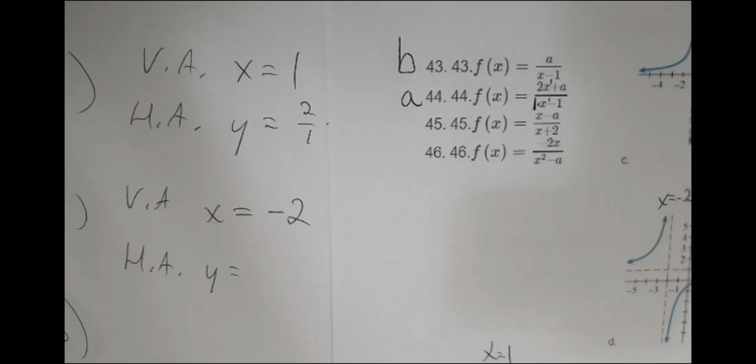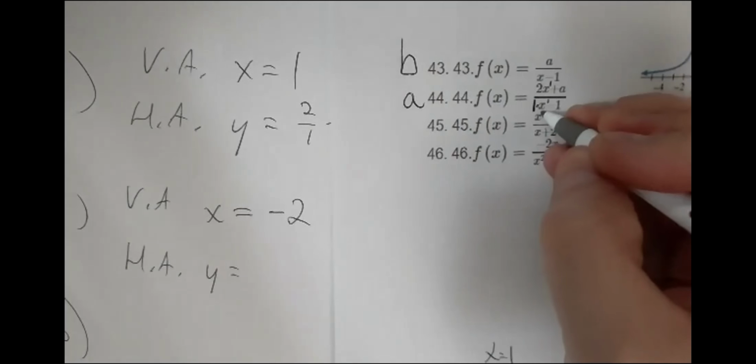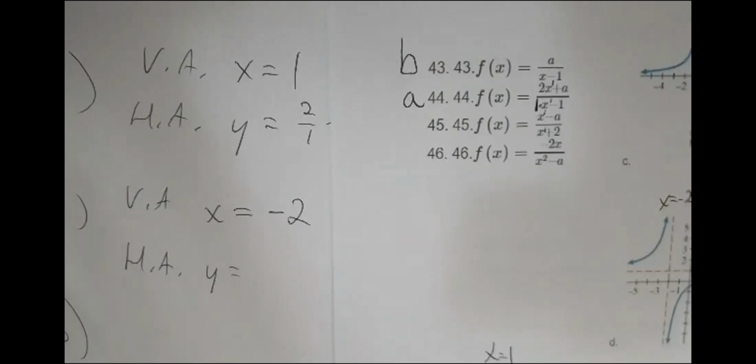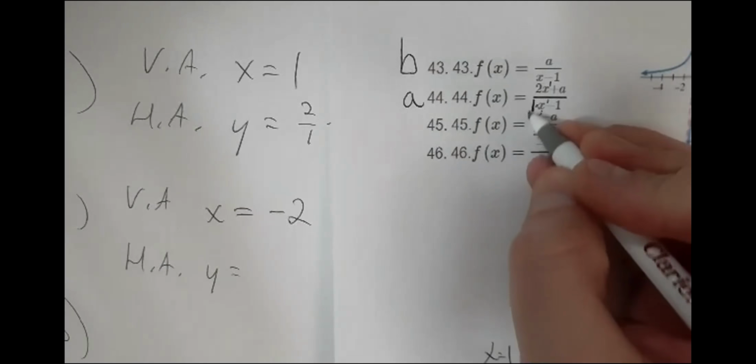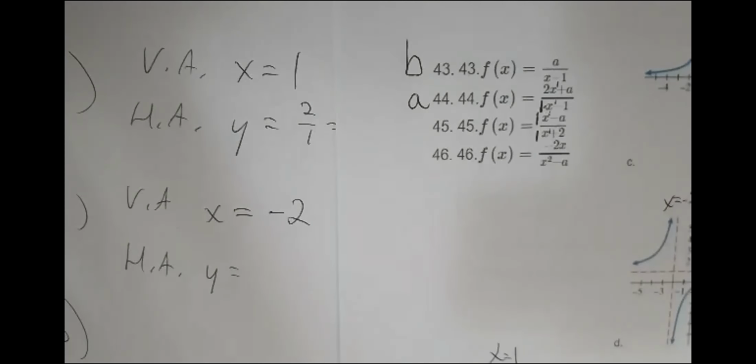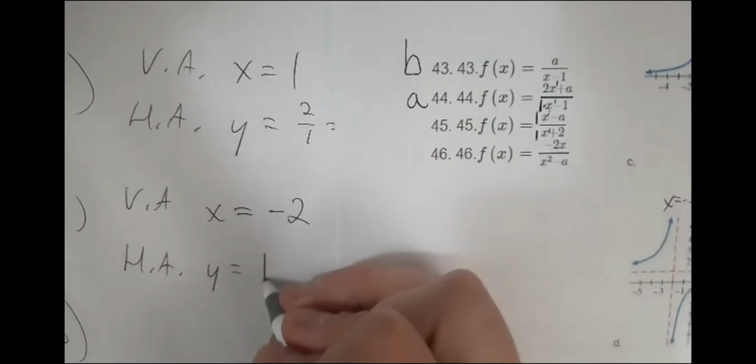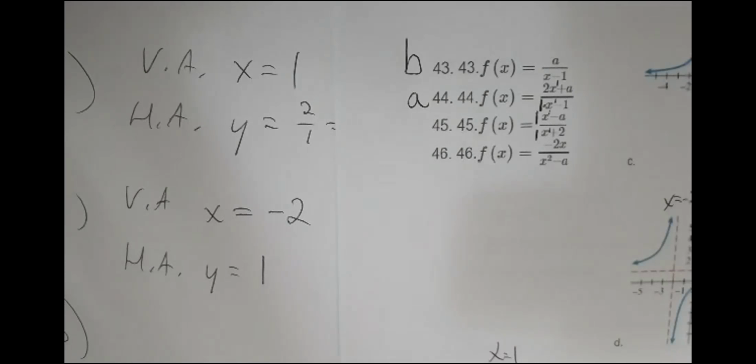So I'm looking at the degree of the function on top. I'm looking at the degree of the function on bottom. What do you notice about this function? Same. They are the same degree. And if they're the same degree, what is the rule that I use? I look at the leading coefficients, and you might notice your leading coefficients here are both 1. So it's y equals 1? Exactly. It's y equals 1 over 1, or y equals 1, is my horizontal asymptote here.